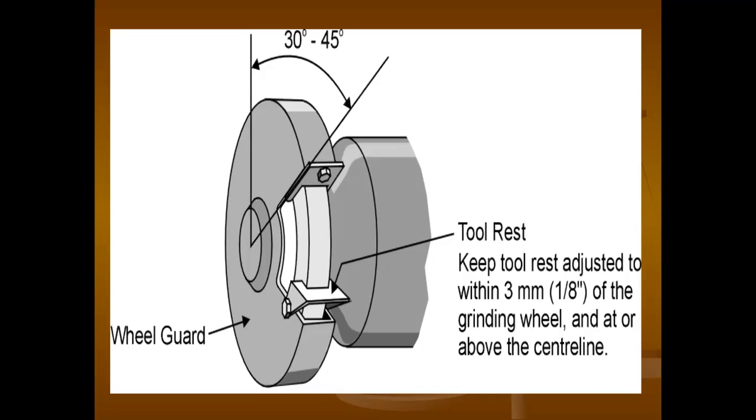On that tool rest there, we've got to keep it adjusted to within 1/8 inch. That's to prevent things from being sucked in between the guard and the wheel. Could be a finger, could be your workpiece, could be a glove. We don't want that.